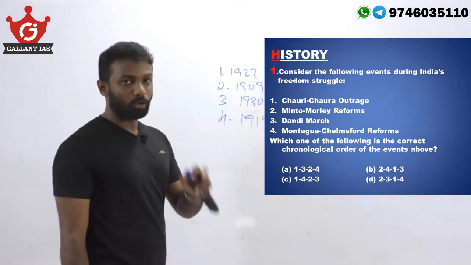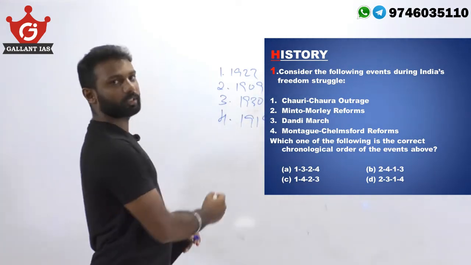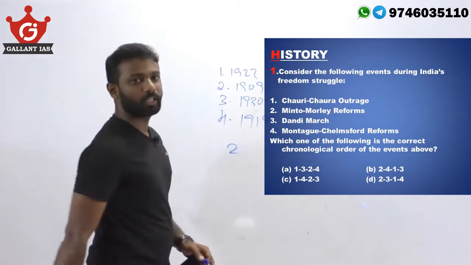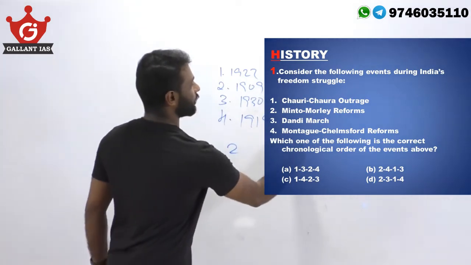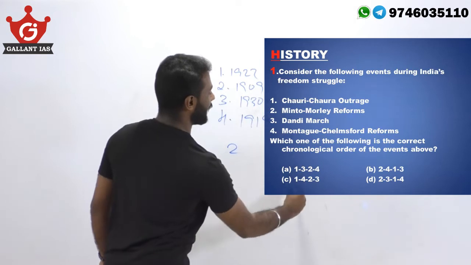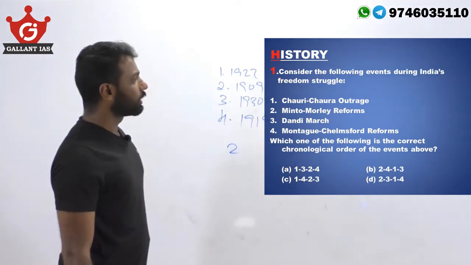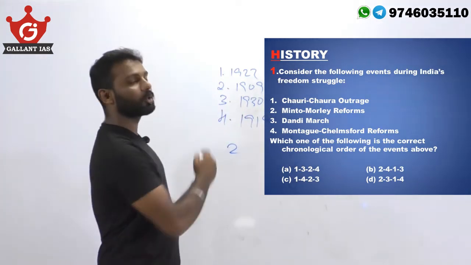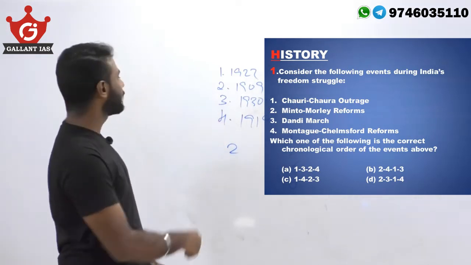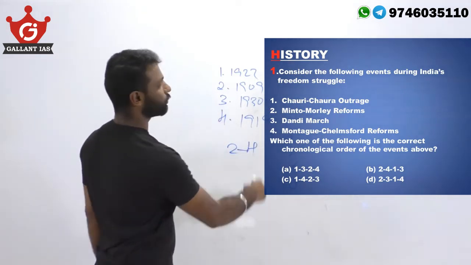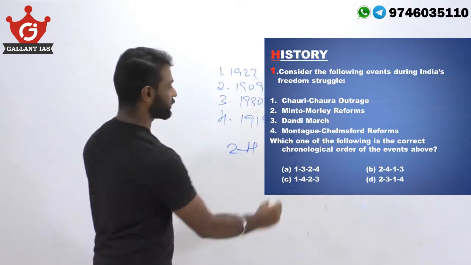So when finding the chronological order, we know that 1909 comes first. That means 2 should come first. So when 2 comes first, we can eliminate A and C. The next thing is the Montagu-Chelmsford reforms, that is 1919. So after 2, it should be 4. So the only option left is option B.